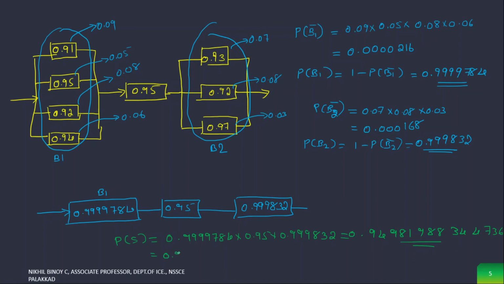I am writing it again, 0.94981988344736. I am not rounding this one. This one is the original value. Okay, especially if you are trying to improve the reliability using reliability redundancy methods, you can't round the value. You have to use the original value. Otherwise, it will affect the performance of redundancy. So don't round the solution or answer. So this was the reliability of the given reliability block diagram.